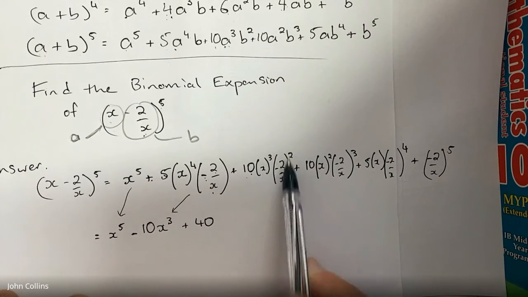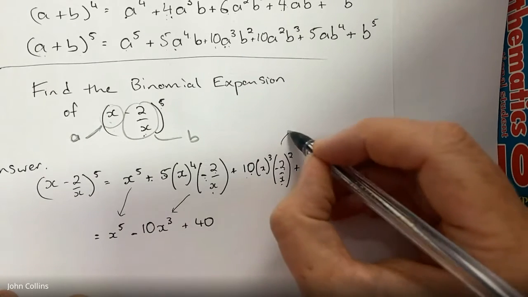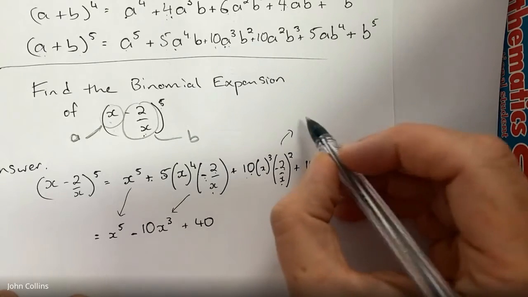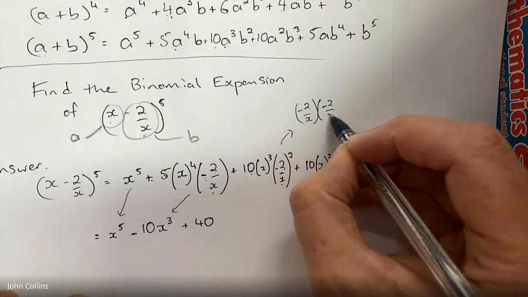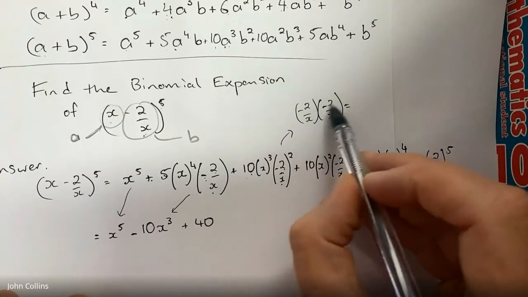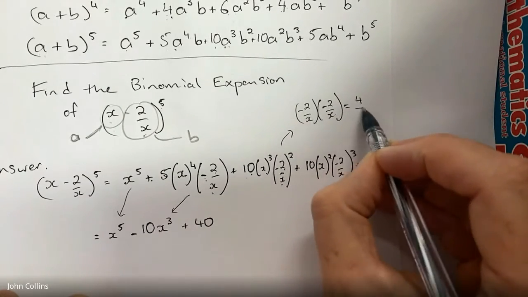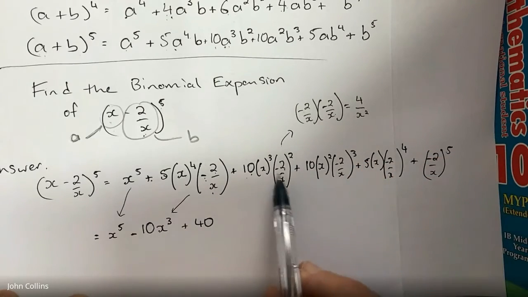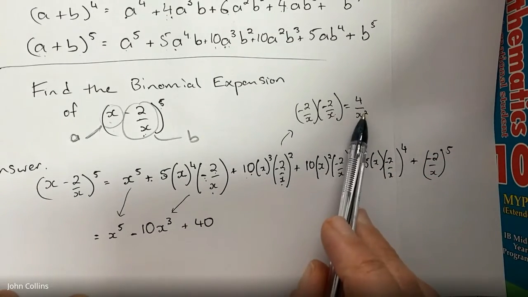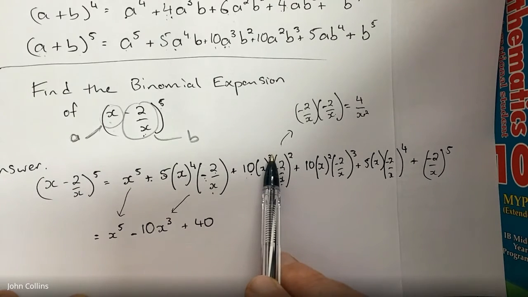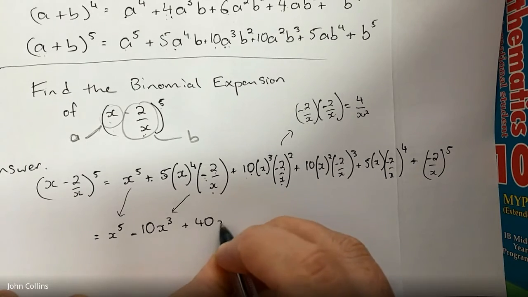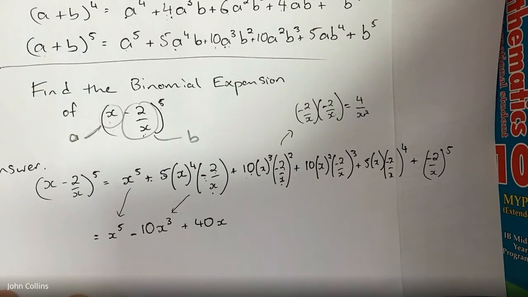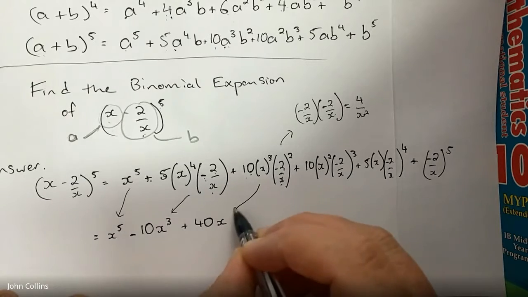X cubed divided by x squared. So remember, this whole thing would be squared. So if I were to do that just separately, minus 2 over x times minus 2 over x, that would just give minus 2 times minus 2 gives 4, and x times x gives x squared. So that's what it would look like, this one. But x squared and x cubed, one divided by the other, subtract the powers, we're just left with an x, I think. Okay, that's the second term, or the third term.